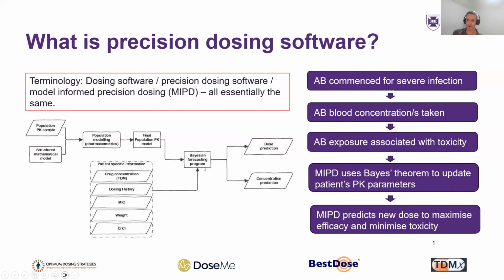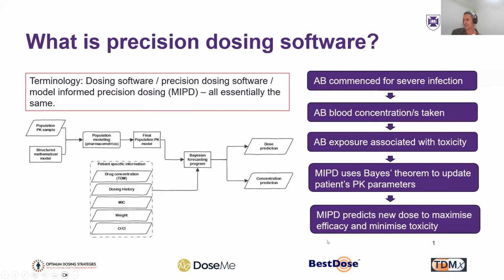Once that prior information is sitting there, the software then applies patient-specific information on top of it to help inform the forecasting software's ability to predict what dose would be required. That can be the age of the patient, height, weight, drug concentrations, and any information about the minimum inhibitory concentration of the pathogen that you're treating. All that feeds into it. And then using Bayes' theorem, you adjust the pharmacokinetics based on the individual and come up with a new dose to achieve the target that you're trying to achieve.